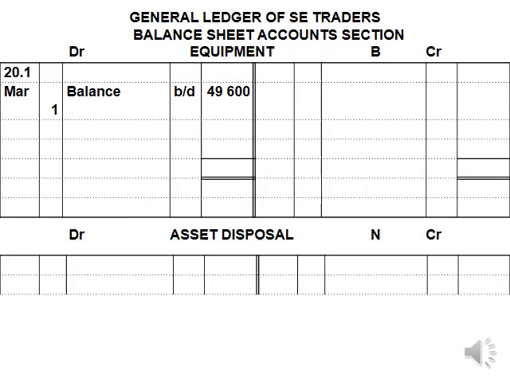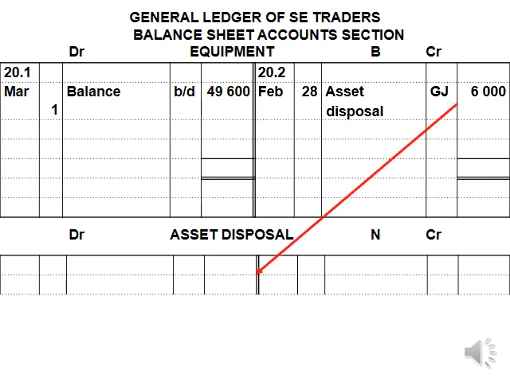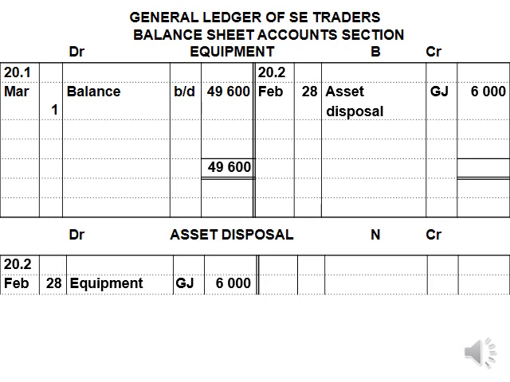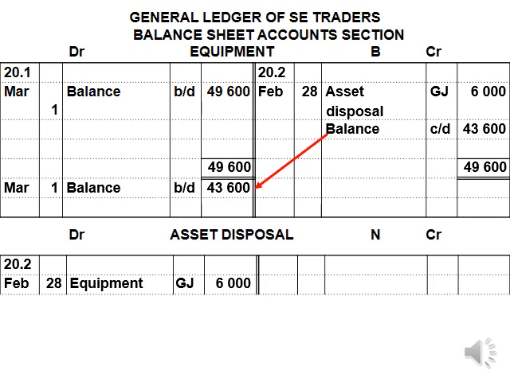So how will our ledger account look like? We had a balance in our equipment account of 49,600. We have credited it with 6,000 for our asset disposal. So if we credit equipment, we need to debit the asset disposal account. That's our posting of our journal entries. We can now balance our equipment account, and that leaves us with 43,600, which is also equal to our remaining assets.